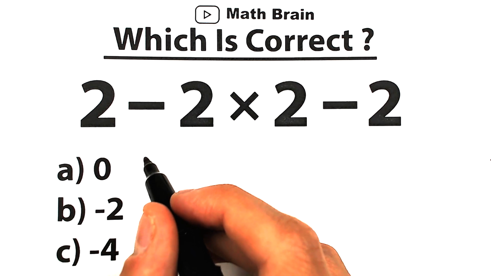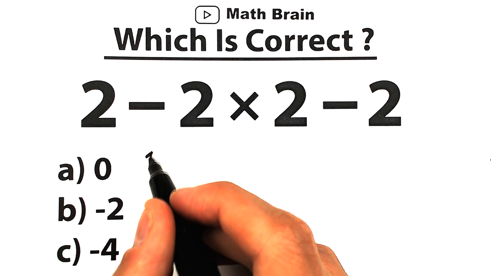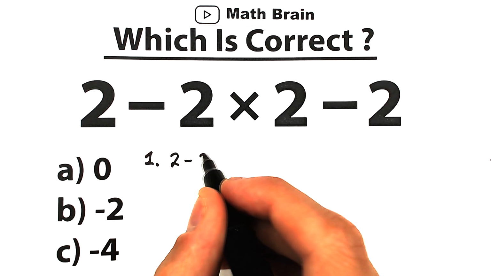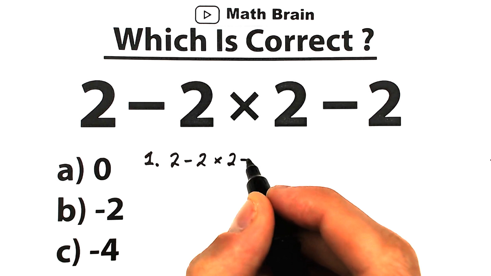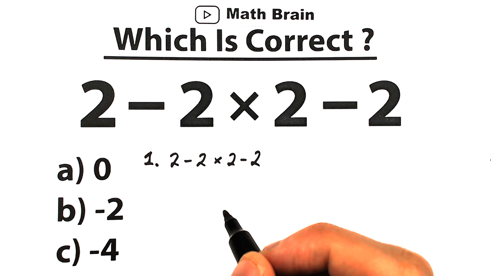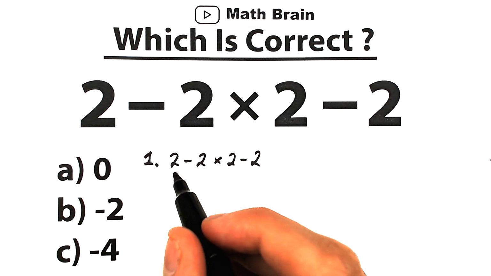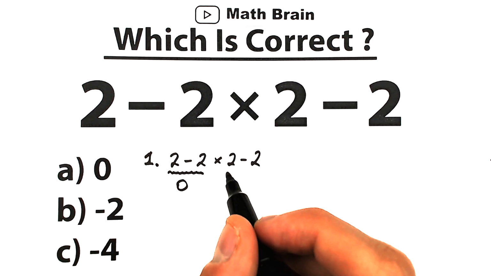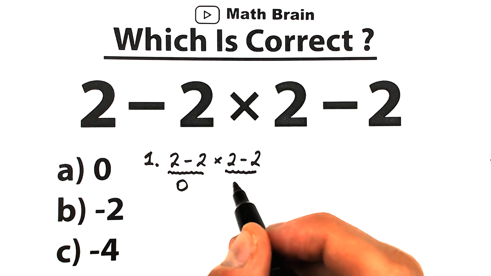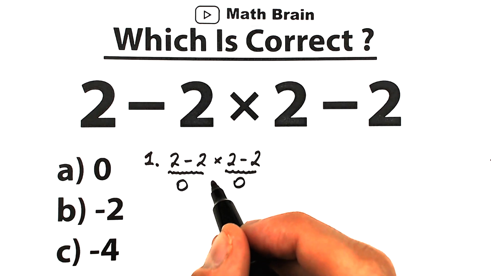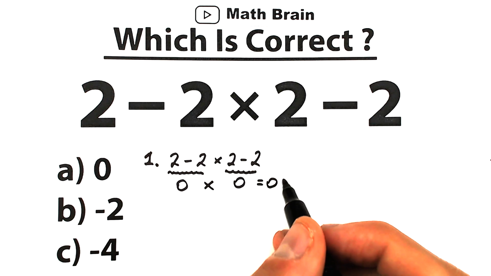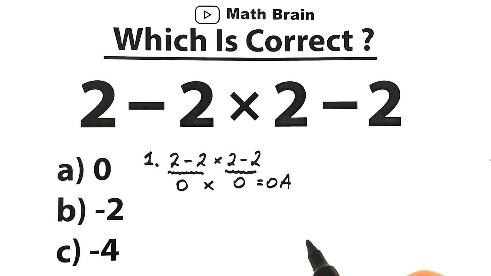Okay, first of all, a lot of students solve this question like that. This looks like our first interpretation. We have 2 minus 2 times 2 minus 2. Here's our challenge. They say, okay, on the left hand side we have 2 minus 2, which is equal to 0, and on the right hand side we have 2 minus 2, which is equal to 0 as well, with this multiplication in the middle, 0 times 0 equals 0. This is option A. So a lot of students say that the correct answer is option A.